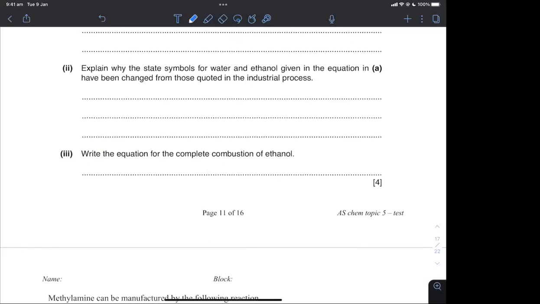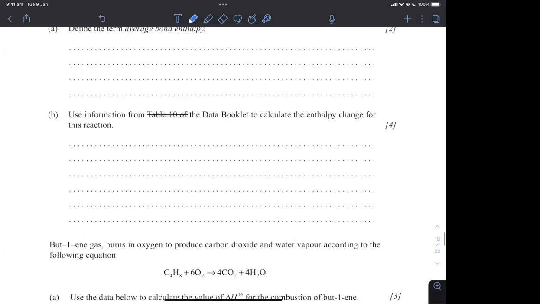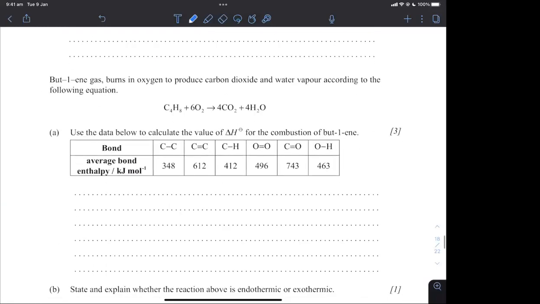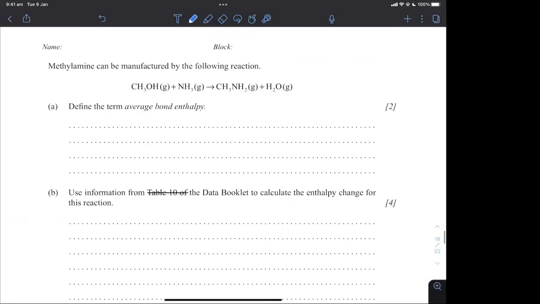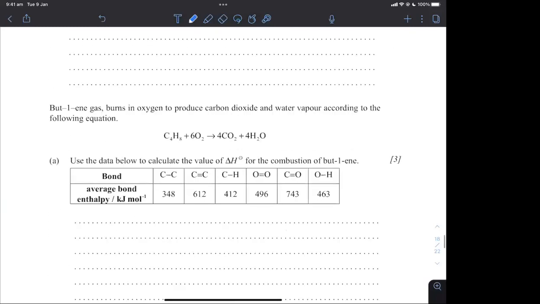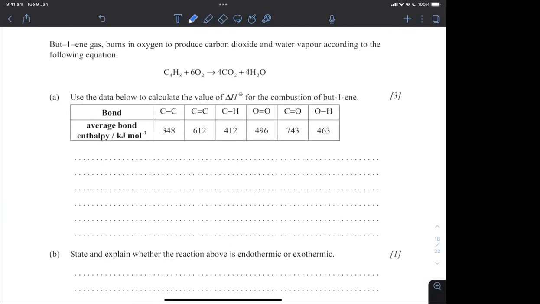Page 12. 12 to 13. Okay, first question. This one okay or not okay? These are okay. This one is not okay, is it? With this type of question, we need to be careful.